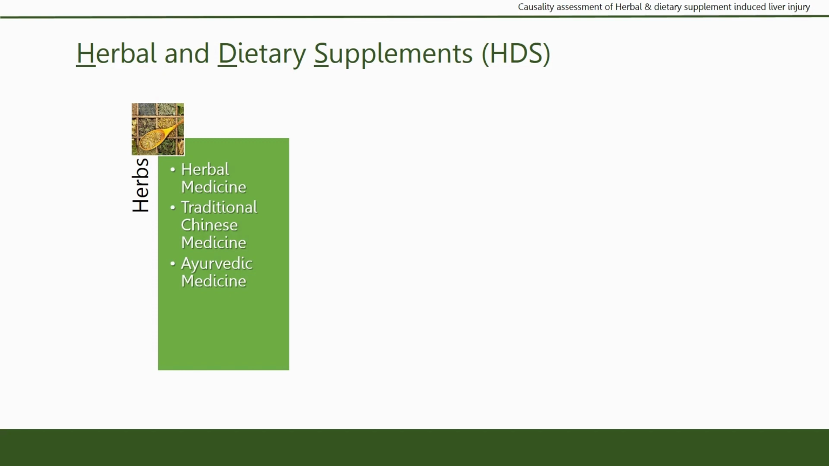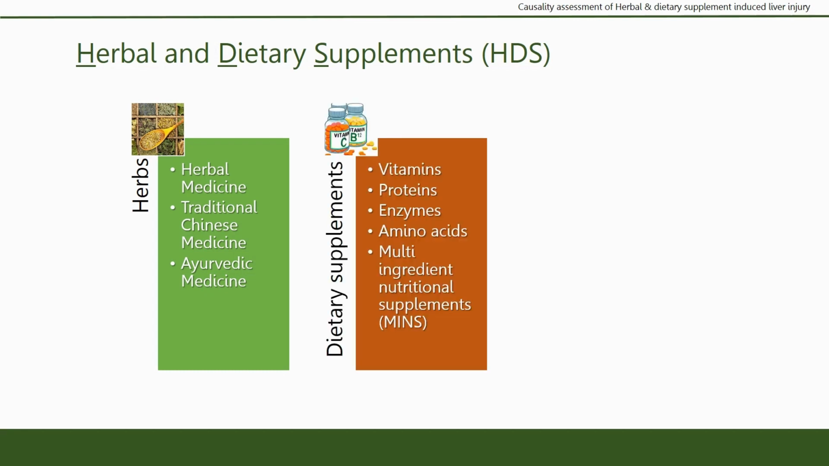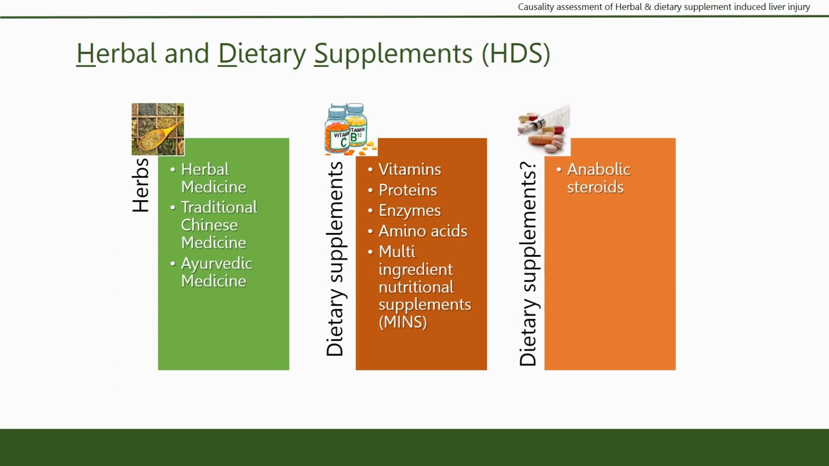Let's start with the concept of HDS, which refers to all products previously named as traditional, alternative, or complementary, and it involves many compounds and ingredients. As you can see here, we have herbs, which include herbal medicine, traditional Chinese medicine, and the ancestral Ayurvedic medicine. The dietary supplements, like vitamins, proteins, enzymes, amino acids, and multi-ingredient nutritional supplements with only rare description of their concentration and source. And in this group, it also includes the anabolic steroids, which really do not belong to this group, and they should probably be recategorized, maybe as hormonal components.